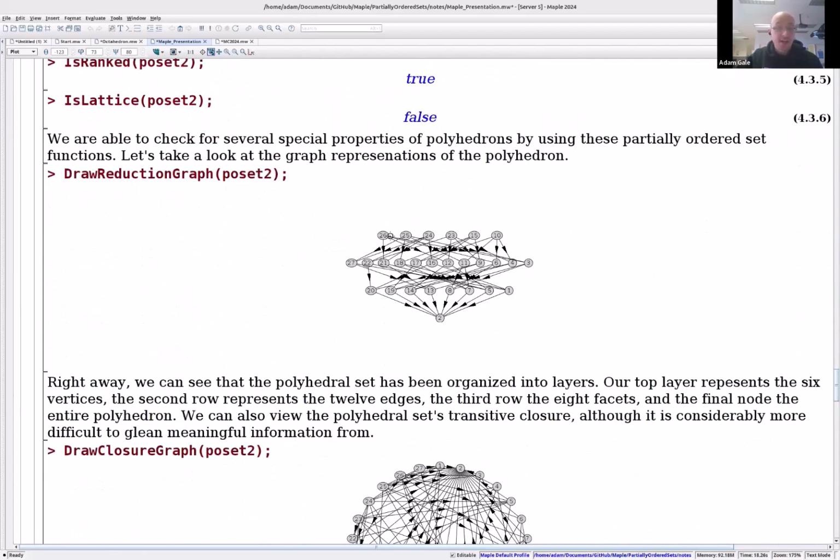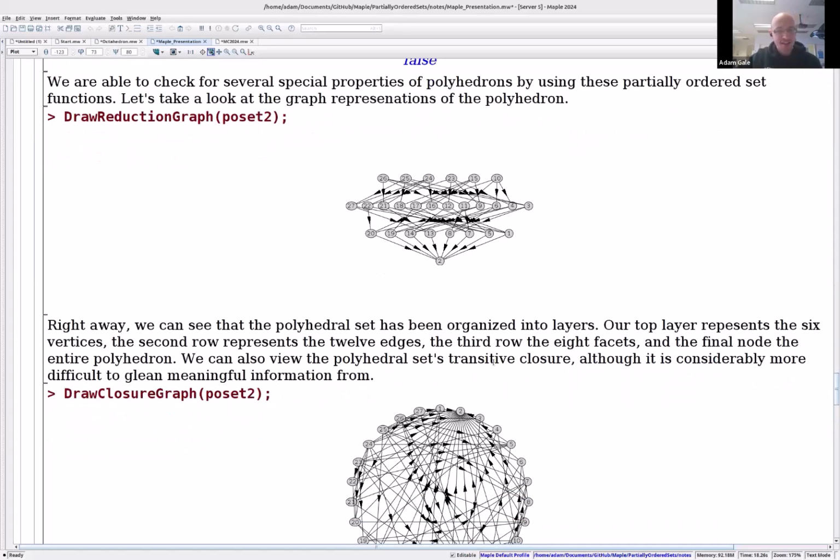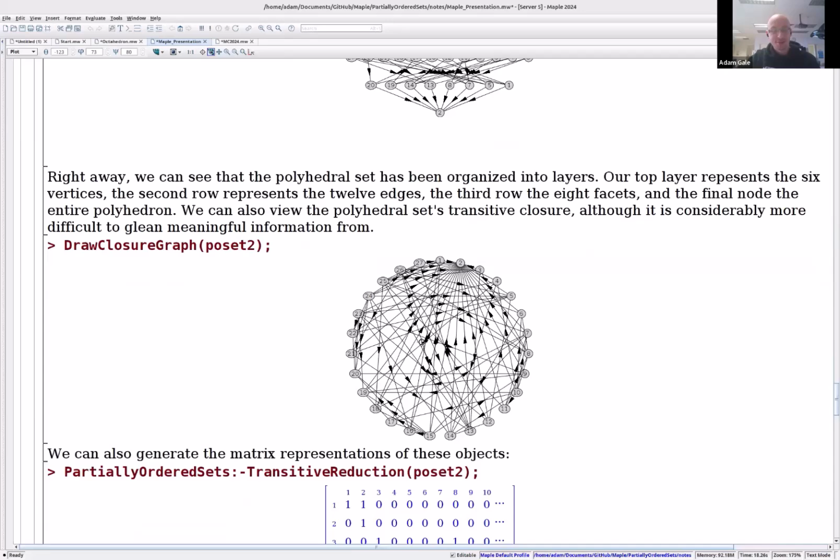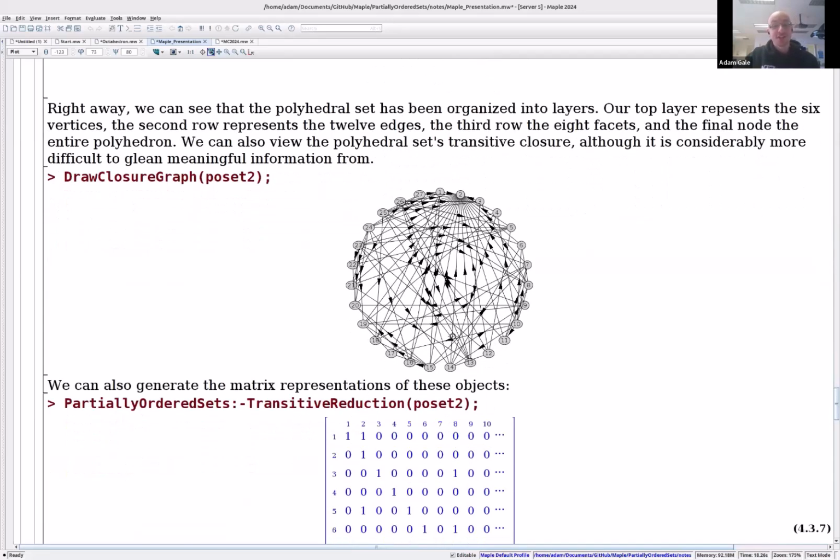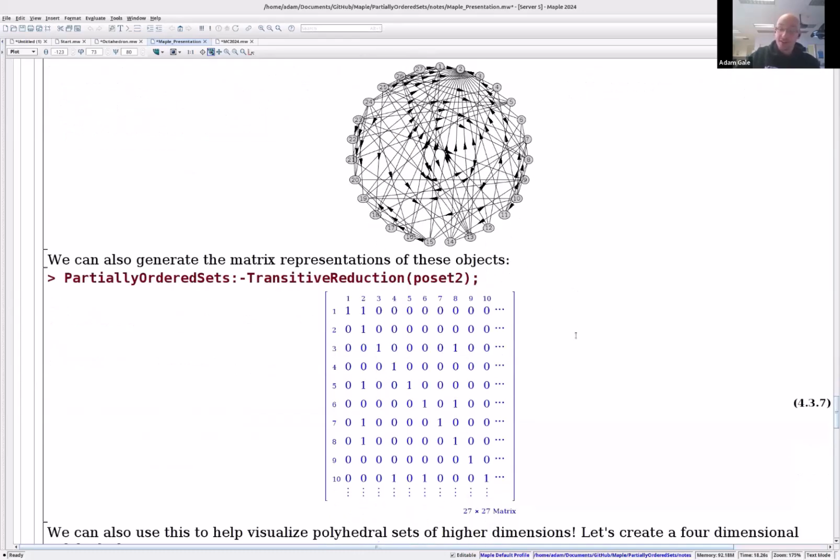So right here, we can see the polyhedral set has been organized into layers. Our top layer represents the 6 vertices, the second row represents the 12 edges, the third row the 8 facets, and the final node the entire polyhedron. We can also view the polyhedral set's transitive closure, although it is considerably more difficult to glean meaningful information from. We can also generate the matrix representations of these objects.